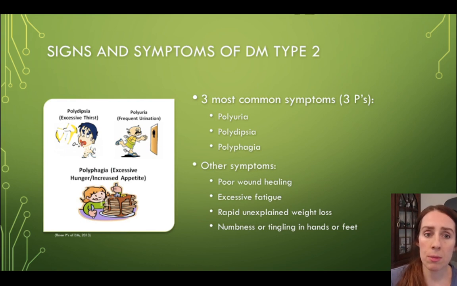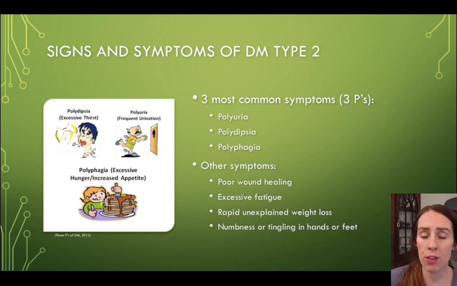So the signs and symptoms of diabetes, there's three main ones, the three Ps. With polyuria, you have excessive urination due to hyperglycemia. When blood glucose levels are high, the kidneys try to reduce the level by urinating. A reduction in the blood glucose does not happen effectively, so the kidneys continue to try to remove it, causing frequent urination.